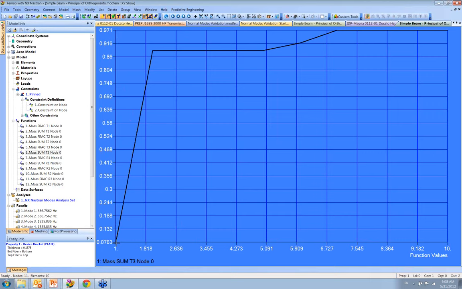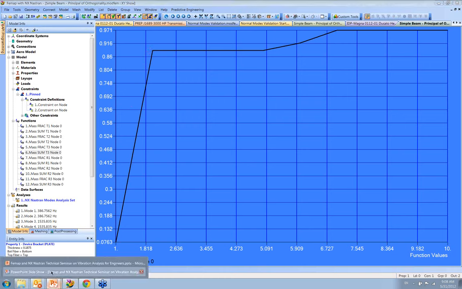For the first mode here, we're not getting much. But remember, we have the principle of orthogonality, so it's sort of like you consider the first two modes the same. So you're getting the same, even a little more, 88%. So it is a very, very useful thing.